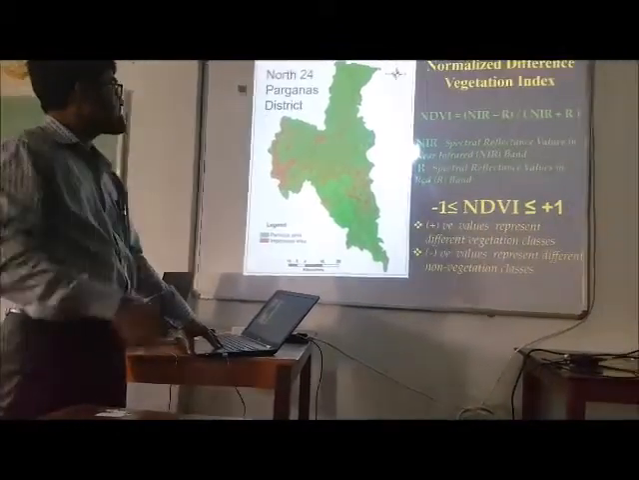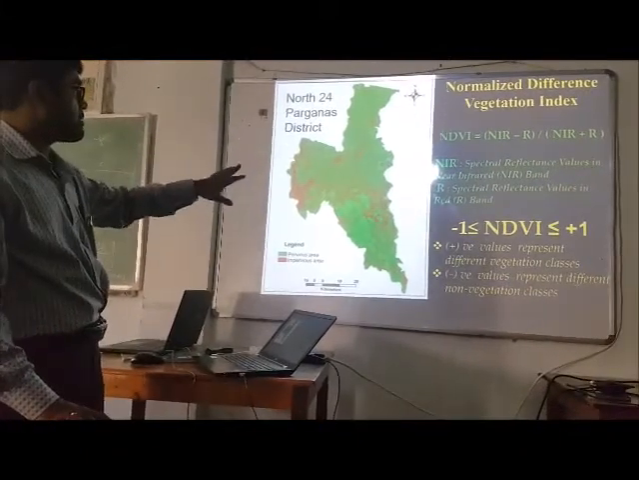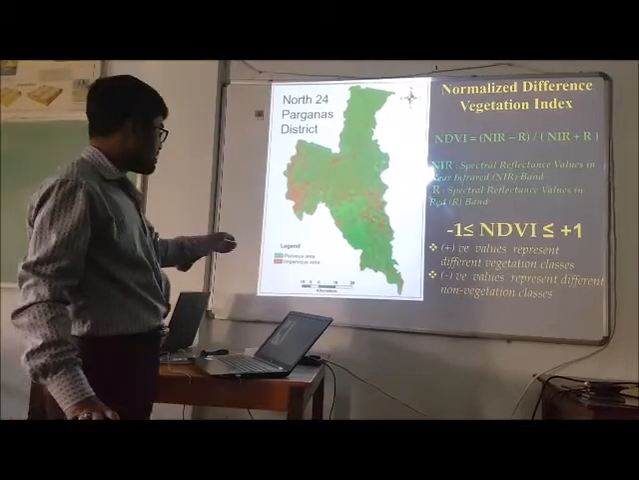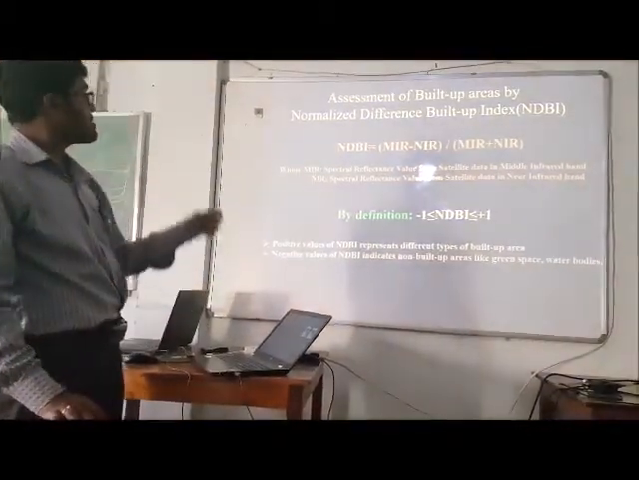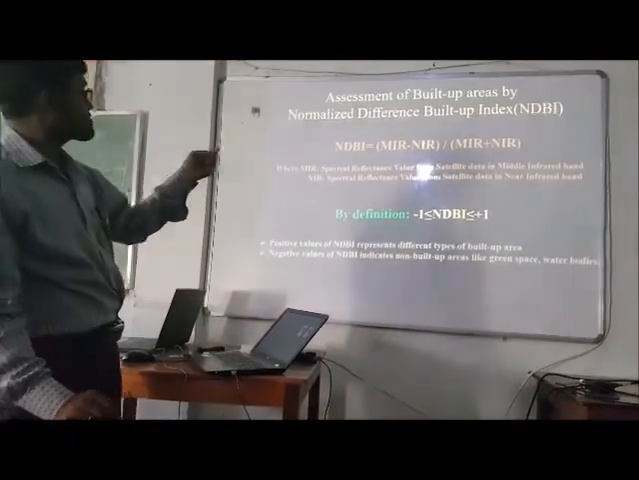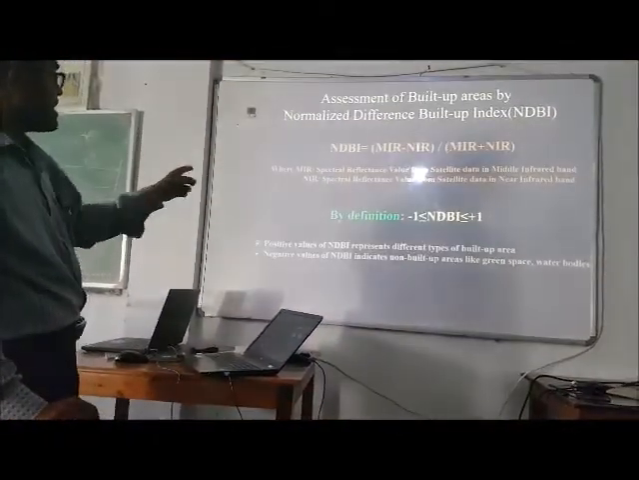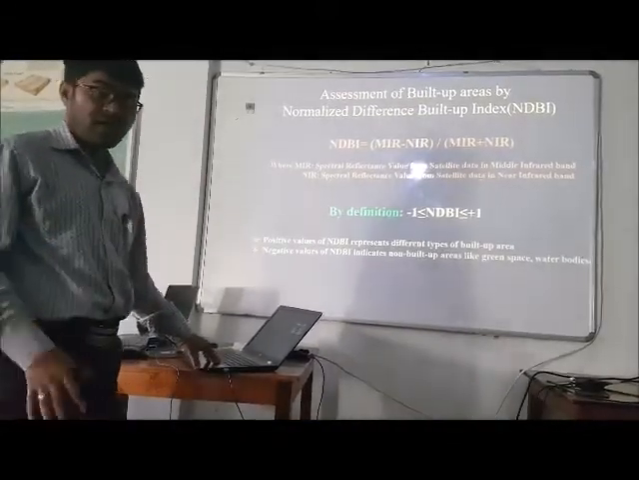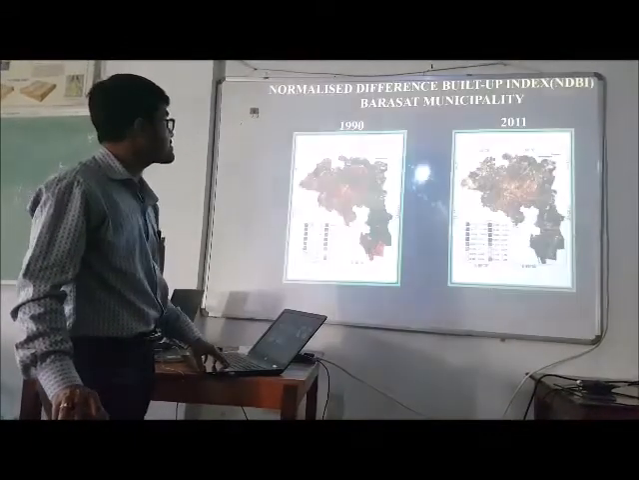This is the normalized vegetation index. Here the green parts are vegetative area and the red part is non-vegetative or impervious area. This is another index, NDBI, normalized difference built-up index, and here the positive value shows high built-up and the negative value shows non-built-up areas.